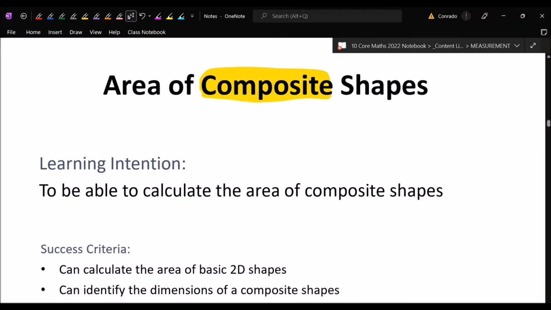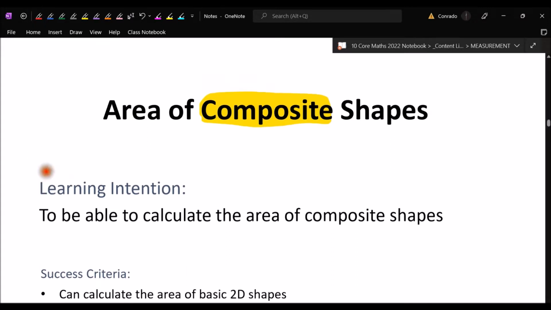Composite means, normally in the context of maths or with measurement, two shapes put together. So you might have a circle and a rectangle put together, or half a circle and half a square put together, or you could have a triangle on top of a rectangle. Composites are basically two shapes put together.